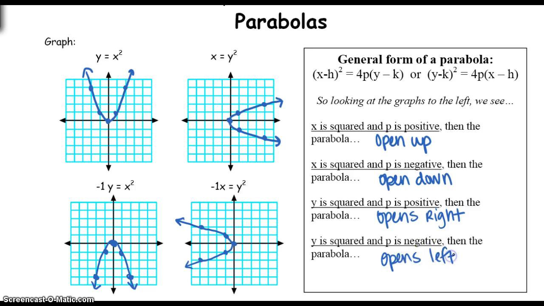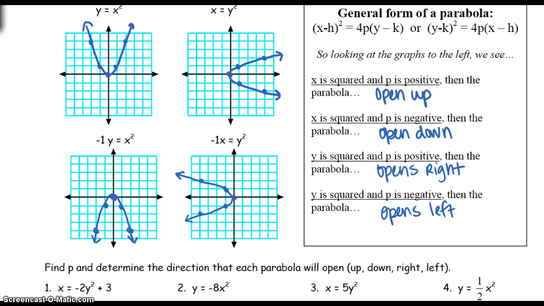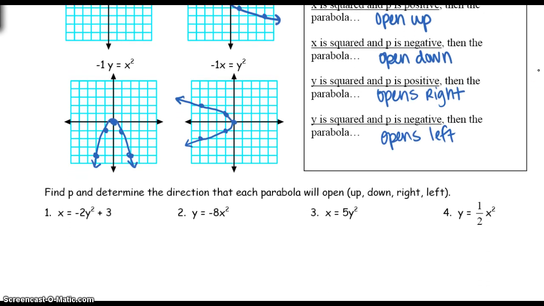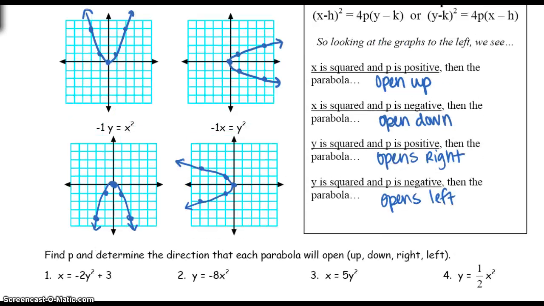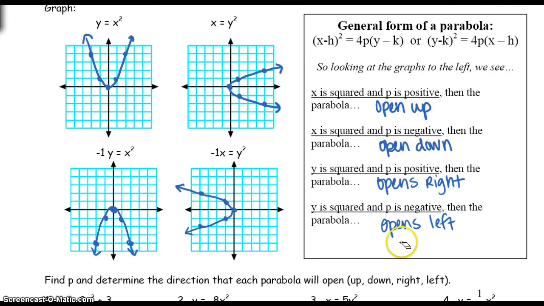Okay? So let's practice this a little bit down here. It says find p and determine the direction that each parabola will open. Now, the p value actually tells you which way it opens. Do you see what they've done here in these general equations? We haven't used the h and the k yet, that's going to be our vertex, and all these problems have vertex (0, 0). But let's go back to this.